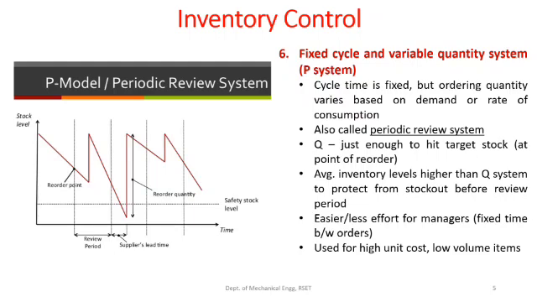So here the cycle time is fixed, but the ordering quantity varies based upon the demand or rate of consumption of the item in stock. Now this is also called as a periodic review system, where the stock levels are reviewed at constant time intervals. Okay, so at a fixed time interval you review your stock levels, unlike the case where you continuously review the stock levels in the Q system. So in the Q system, you have to continuously monitor the stock levels. Here you only monitor the stock levels at periodic intervals.